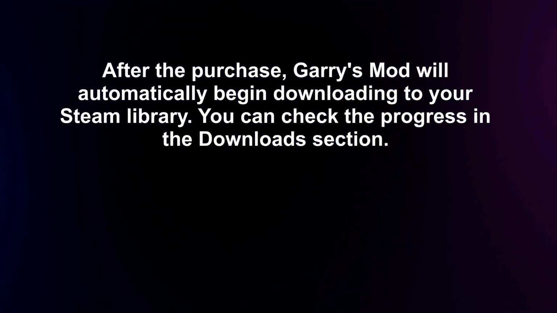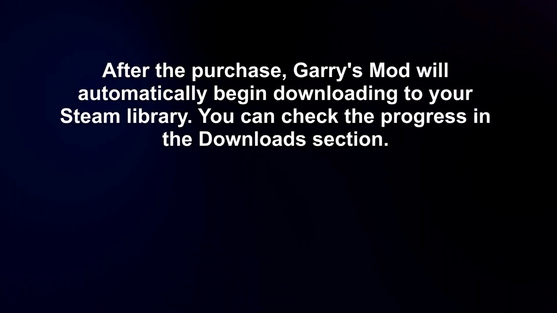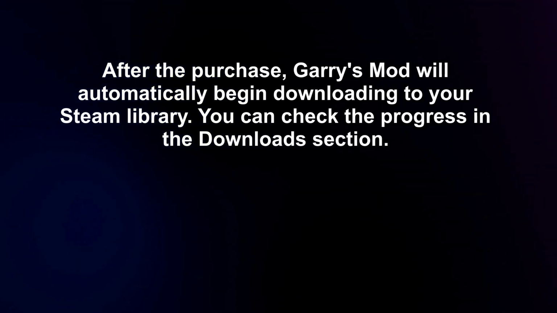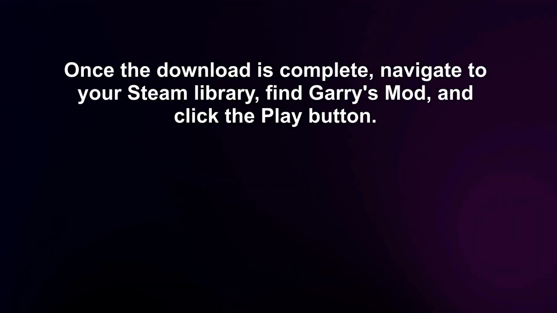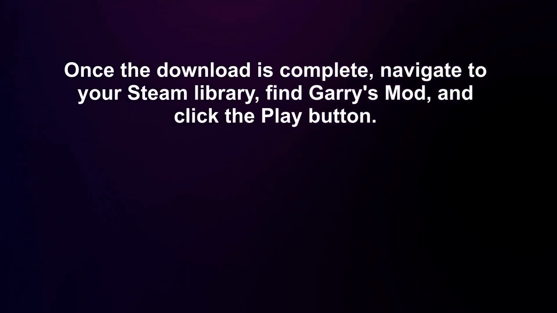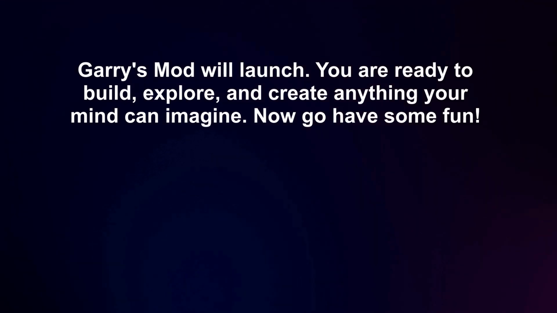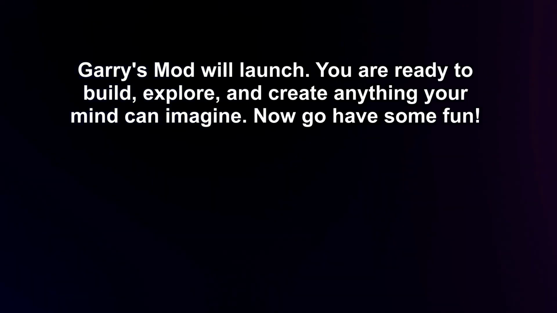After the purchase, Garry's Mod will automatically begin downloading to your Steam library. You can check the progress in the download section. Once the download is complete, navigate to your Steam library, find Garry's Mod, and click the play button. Garry's Mod will launch. You are ready to build, explore, and create anything your mind can imagine. Now go have some fun.